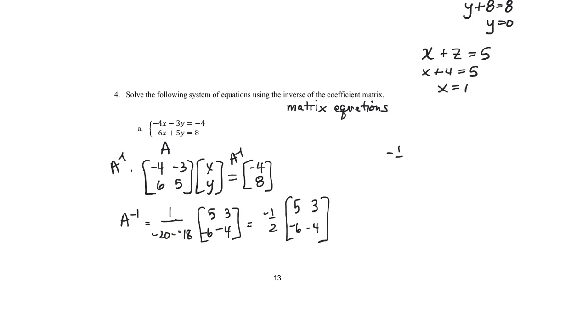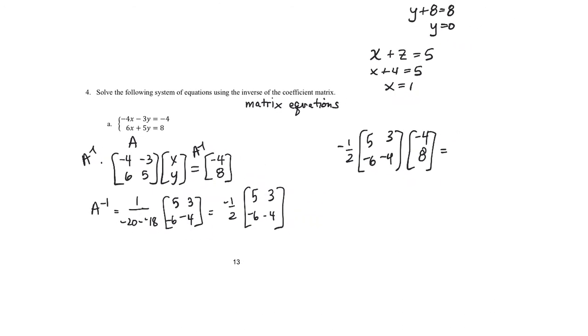So if we take the inverse of A and multiply it by the matrix -4, 8, and we get the first entry, which is row 1, column 1, so that's 5 times -4, which is -20, and then 3 times 8 is 24. -20 plus 24 is 4.